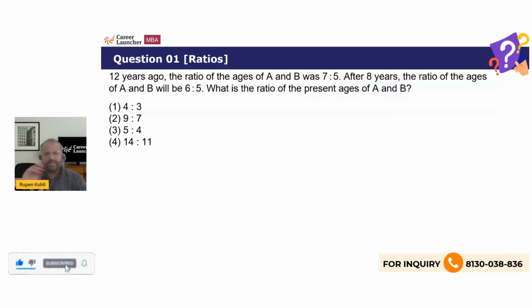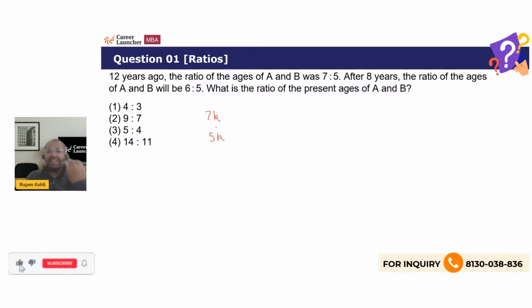Very interesting. Everything is in ratios. But we can find these ages only from the ratios because there are two pieces of information. We have two unknowns, and two ratios are there: 12 years ago, and 8 years after. Nothing is given about the present age. 12 years ago, the ratio of the ages was 7:5, so we can say that those ages were, let's say, 7k and 5k.